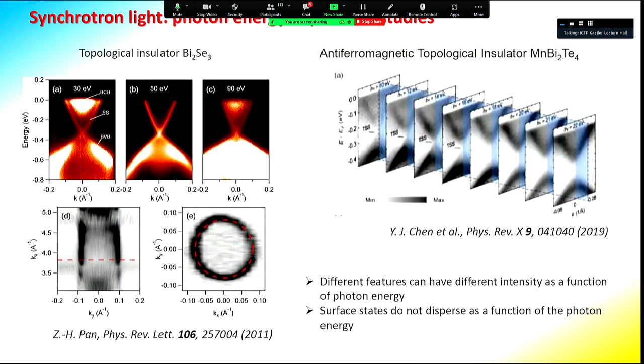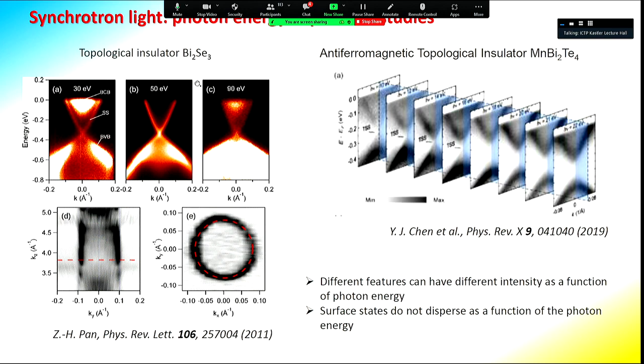I will tell about the importance of the photon-energy-dependent ARPES that is provided by synchrotron. The band structure, as the previous lecture taught, is very sensitive to photon energy. In particular, you can see different features in a different manner. For example, this is a topological insulator, bismuth selenide, and you can see that there is much more intensity on the surface state with respect to the bulk states. And by varying the photon energy, you can choose mostly the feature which you want to see.